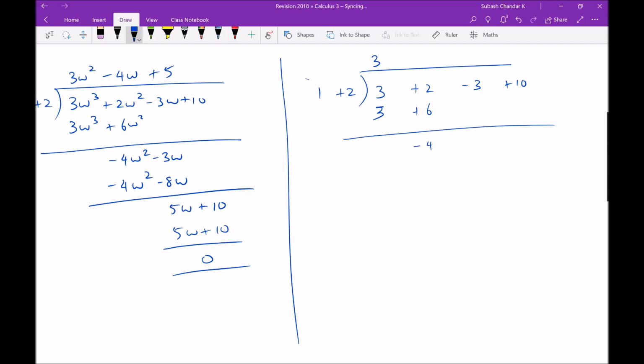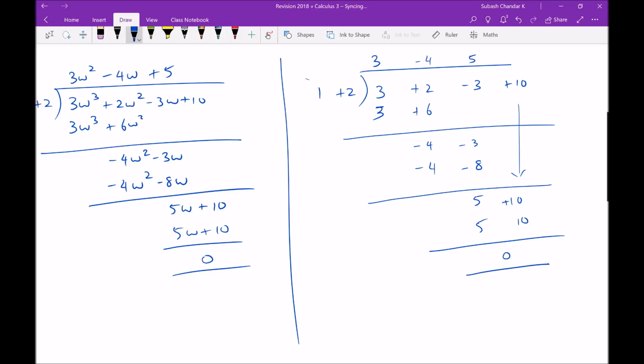And then I've got to get rid of negative 4 times 1, so it's negative 4 times 1 is negative 4. Negative 4 times plus 2 is negative 8. But of course I've got to bring that negative 3 down. The 4's disappear. Minus 3 minus minus 8 is 5. And plus 10. So here I got to multiply by 5. So 5 times 1 is 5. 5 times 2 is 10. And I'm left with 0. So I've got the coefficients there, which is 3, negative 4, and positive 5.